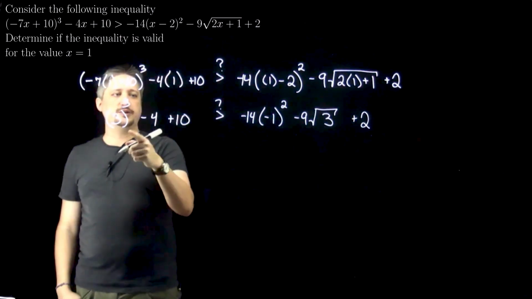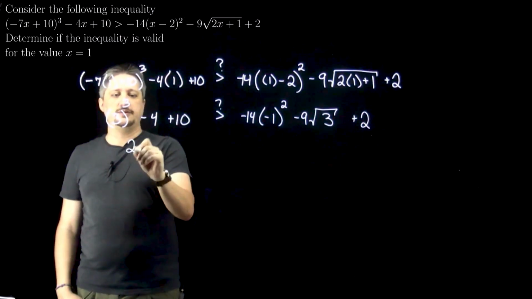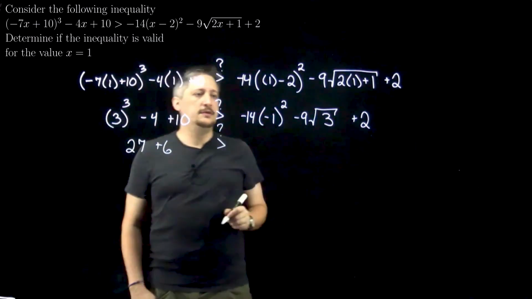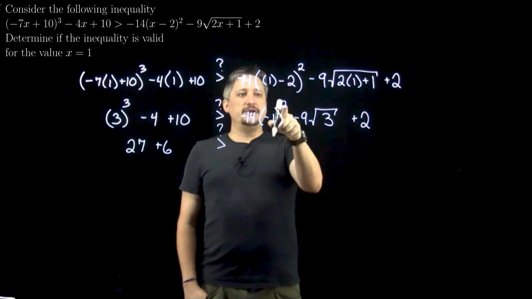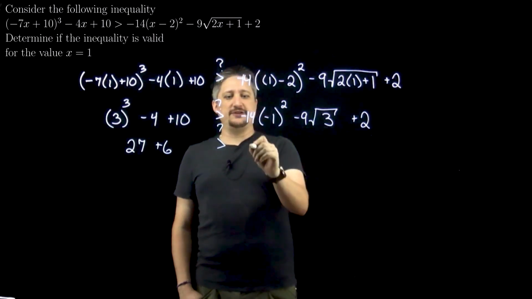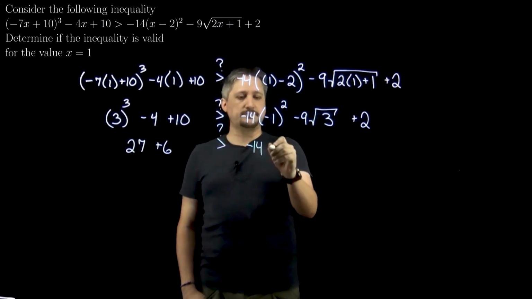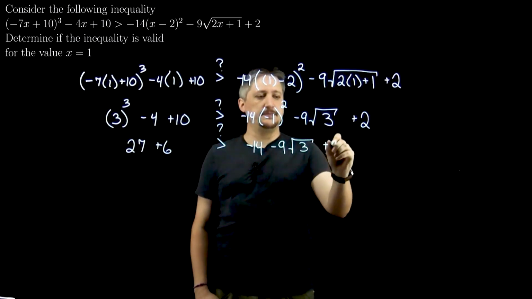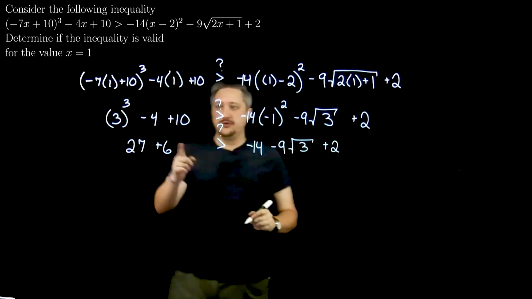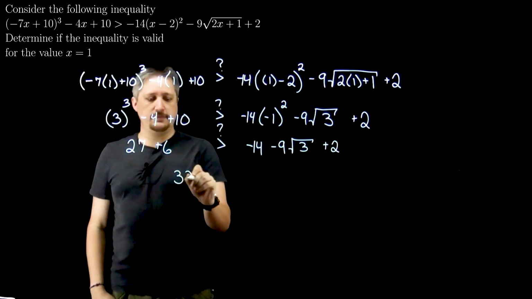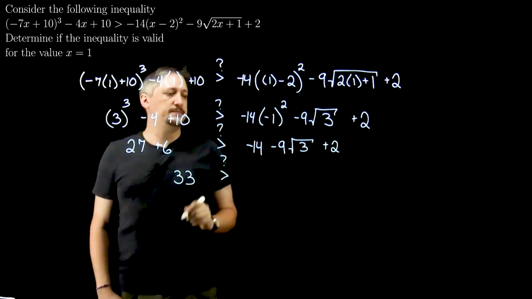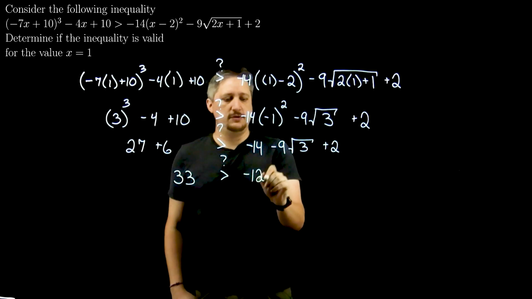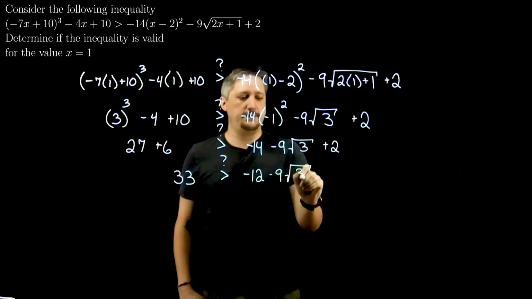So 3 cubed, that's 27, and that's going to be a 6. So I'm going to have 27 plus 6. Still not sure. So negative 1 squared is just positive 1 times negative 14. That's negative 14. Minus 9 square root of 3, which is some annoying thing, so I'm just going to leave it like that. Plus 2. So on the left side, I have 33. Question mark. Over here, I have negative 14 plus 2, so that's negative 12, minus 9 root 3.